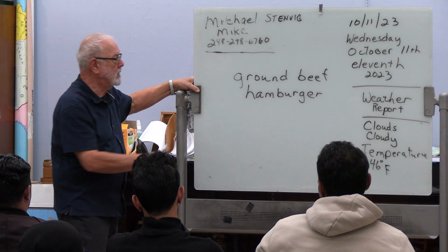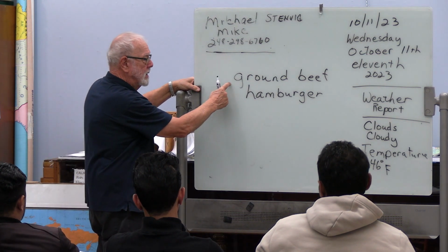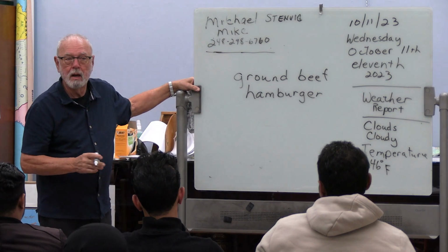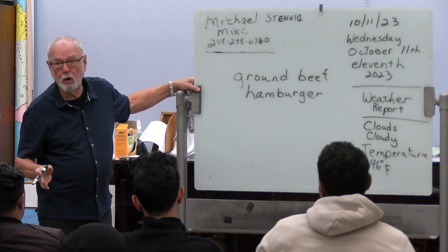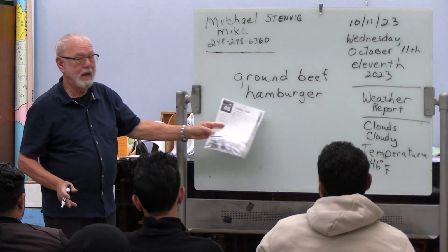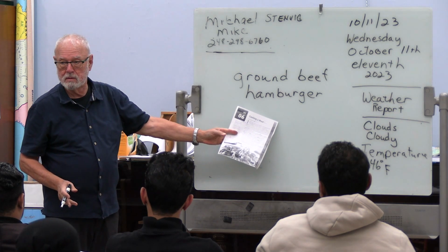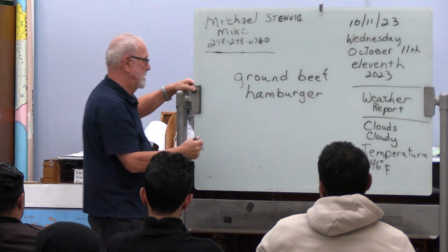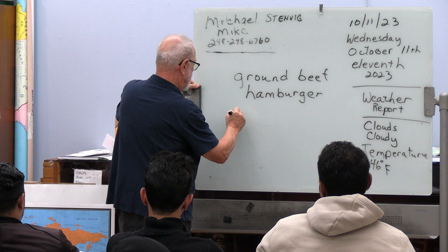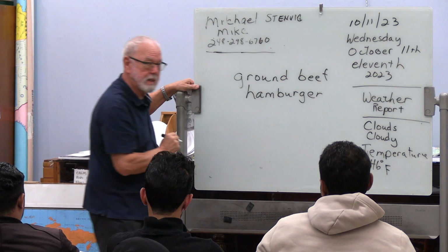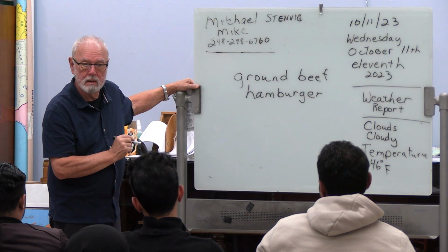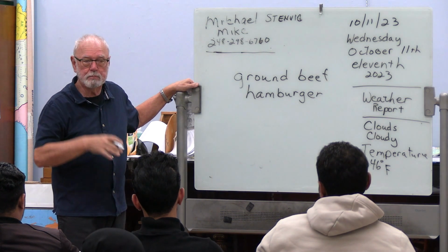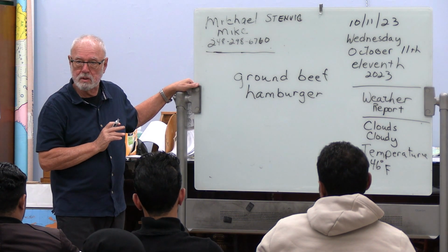Hamburger is usually ground beef. But you don't know what's in it unless you ask. So now we have cheeseburger. They put cheese on the top and melt it and put it in like a sandwich.